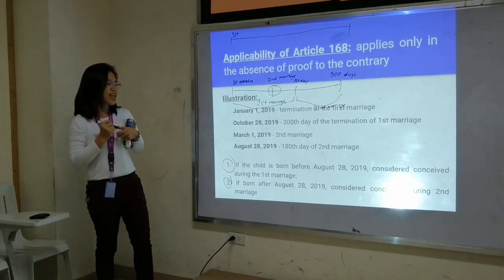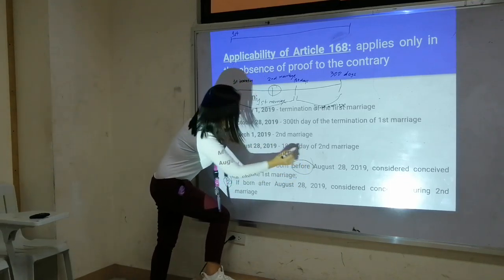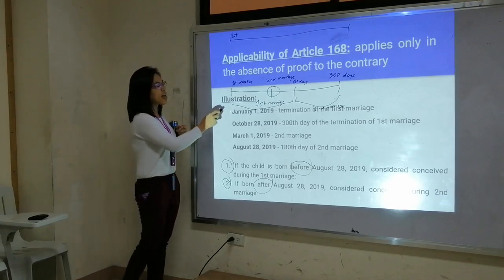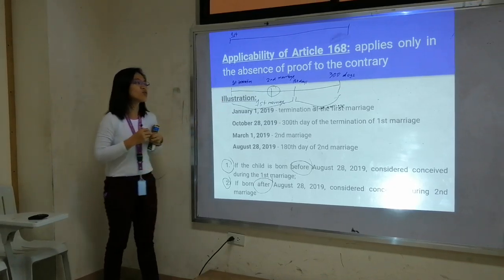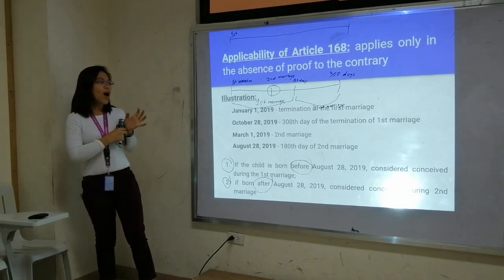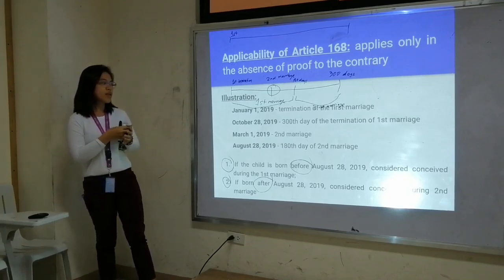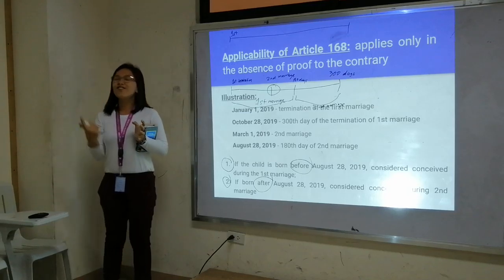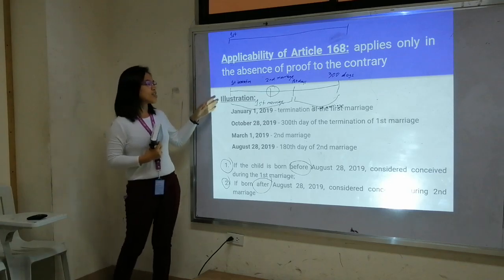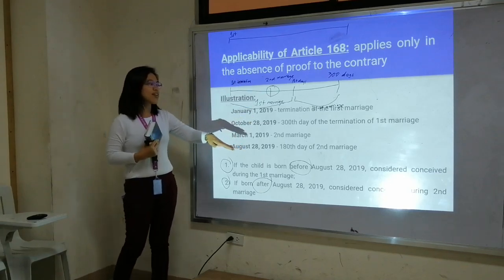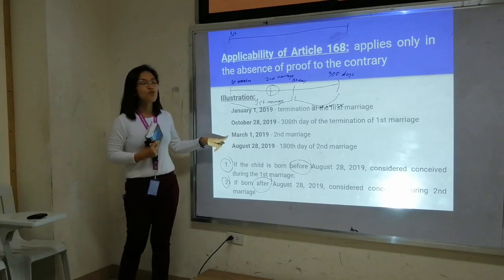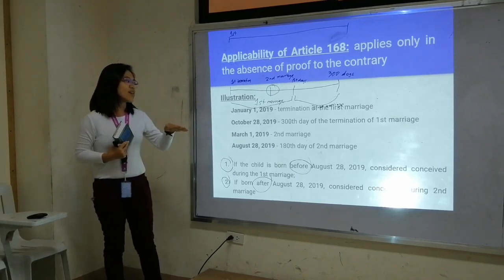Ang magiging basehan lang natin diyan is the before and the after, no, 180 days. So, the second illustration is I gave the date. For example, January 1, 2019 na-terminate yung first marriage. Bibilang lang tayo ng 180 days. Ay, sorry, ulit. Kung January 1 na-terminate yung marriage and then within 300 days, doon pumasok na nagkaroon ng subsequent marriage si mother. Kunwari is March 31, nagpakasal siya. So after 2 months nung pagka-terminate ng first marriage na.